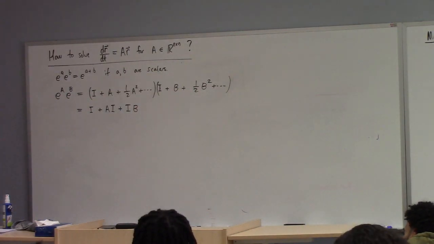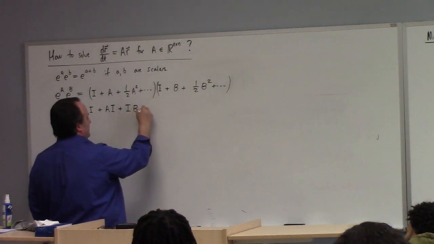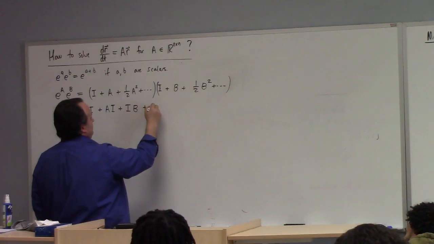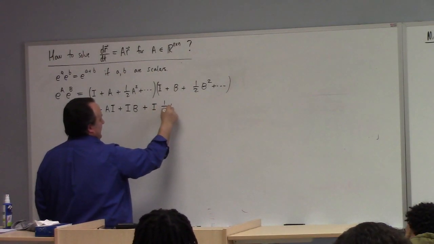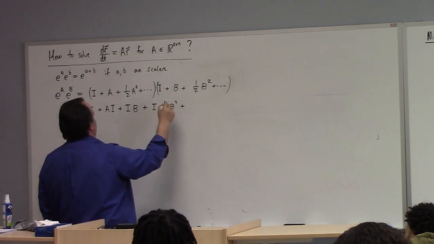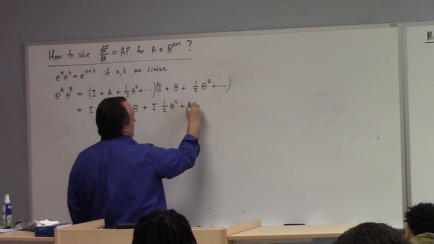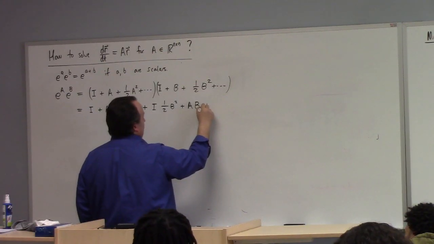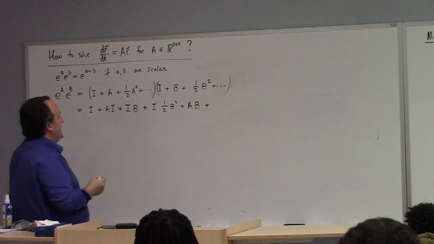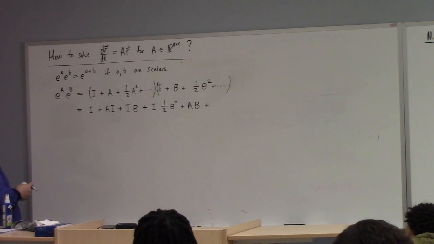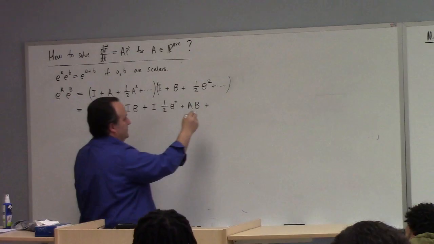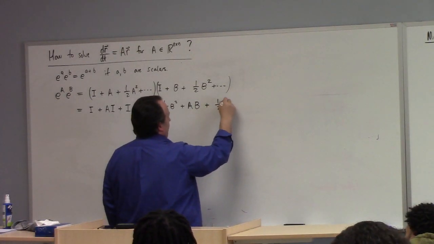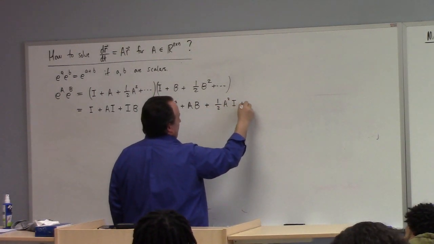What comes after linear order is quadratic, right? So what are the quadratic terms to think about here? We've got, let me start with the I times 1/2 B squared. We got that one, right? And then we've got A times B. And then what? Oh, the 1/2 A squared, right? And I think that's it for up to quadratic order, right?